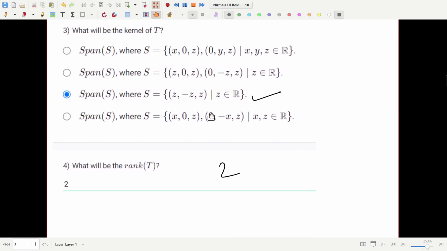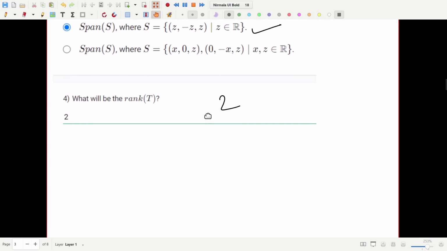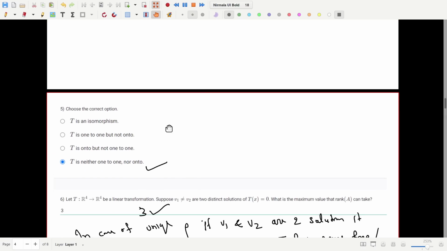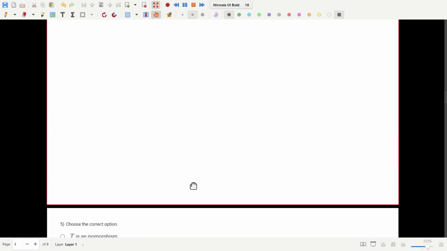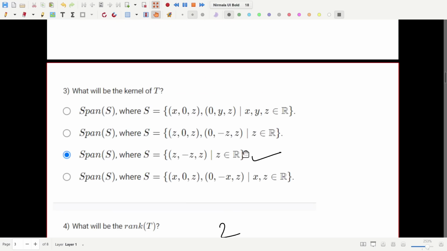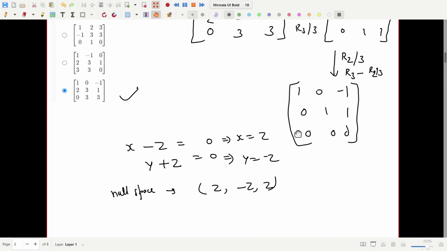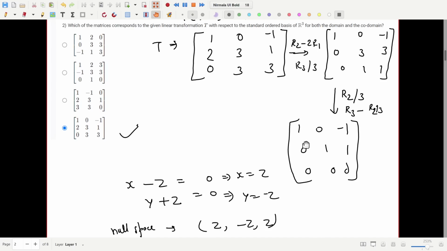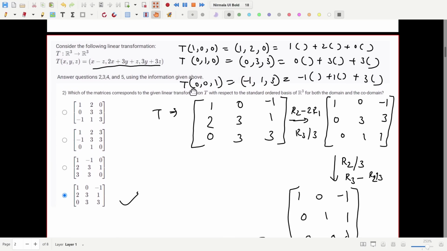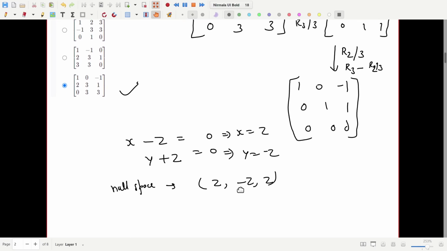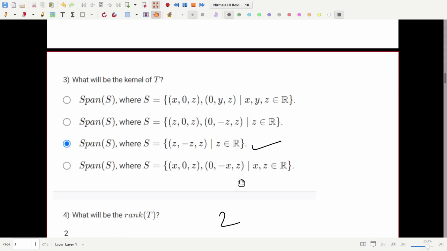What will be the rank? I have seen the rank is 2 because 2 pivot entries are there. So the next question is: choose the correct option. Is it 1-1 or onto? Let's see. It contains nullity 1, so it is not 1-1, and its rank is 2, where the codomain size is R3. So rank of T is not equal to the size of the codomain, so it is not onto either. So it is neither 1-1 nor onto.